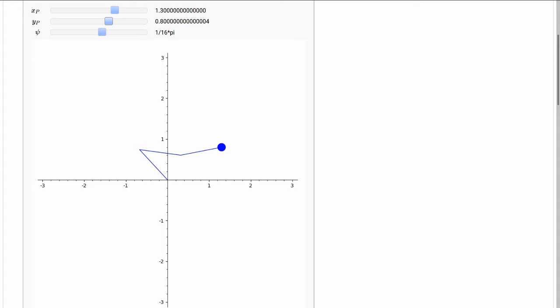I also can change the orientation of this last segment, so let's say that it is to be 3 over 8 pi, or we can change it in another direction like this, and whatever I enter here, it always computes the correct position, or says that the position is unreachable for this robot.